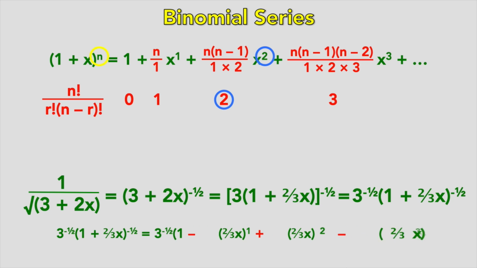So, expanding it, you get all multiplied by 3 to the power of minus a half. You get 1 minus a half times 2/3 x, plus 3/8 multiplied by 2/3 x squared, minus the 15, and so on. Can you see where this is going?